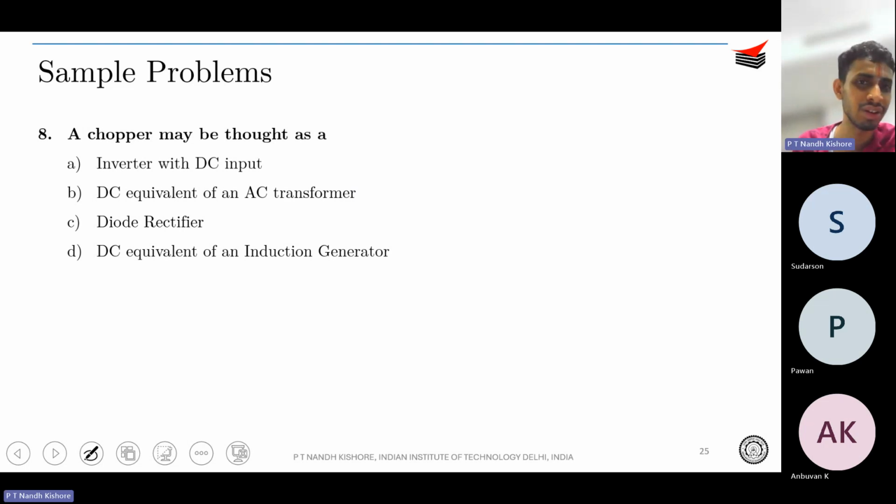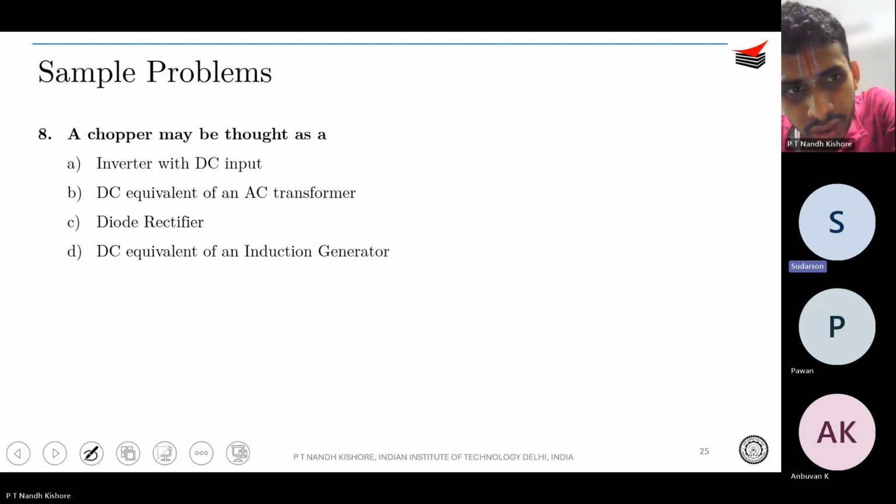What is a chopper? Is it an inverter? Is it the DC equivalent of an AC transformer? Is it a diode rectifier, or the DC equivalent of an induction generator? Yeah, B, sir. DC equivalent of an AC transformer.